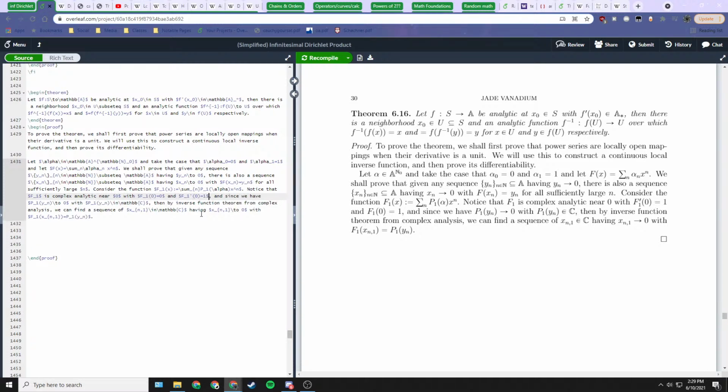Okay, and then since we have these p1 of y sub n going to 0 as complex numbers, by the inverse function theorem from complex analysis, we find this sequence x sub n1 in C, having x sub n1 go to 0, with f1 of x sub n1 equal to p1 of y sub n.